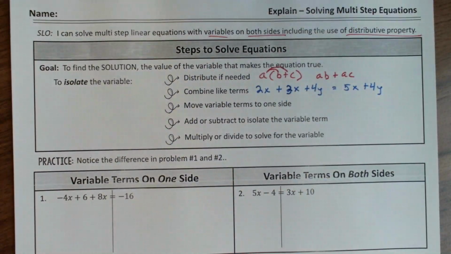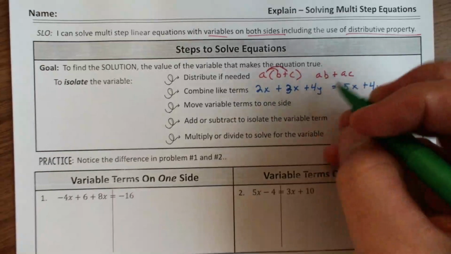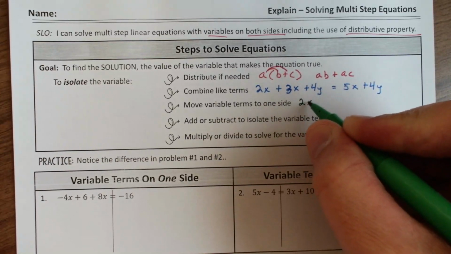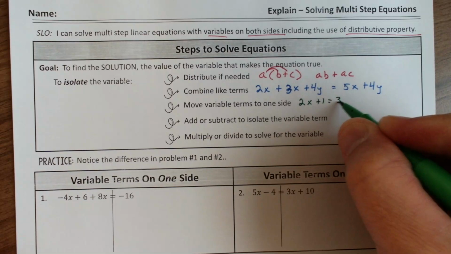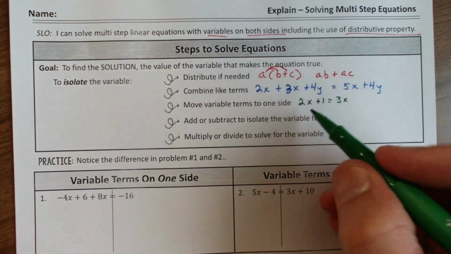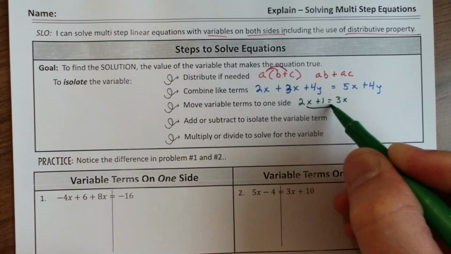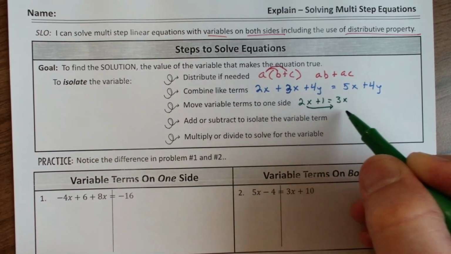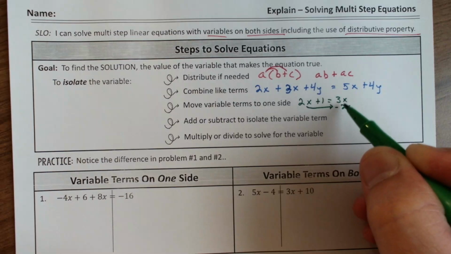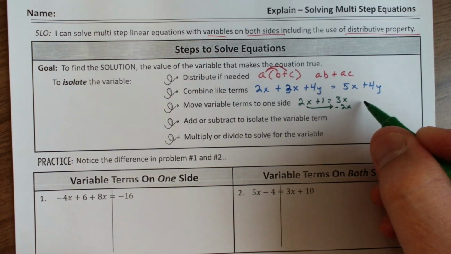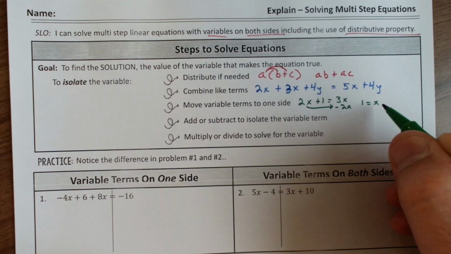Step 3 is moving variable terms to one side. So this is going to be when there's an equation, and we have something like 2x plus 1 equals 3x. We're going to take our smaller term, and we're going to move it to the other side. And when we move it, if it's positive, it becomes negative, and if it was negative, it becomes positive. So we subtract it away, and here we're left with 1 equals x. 3x minus 2x is 1x.